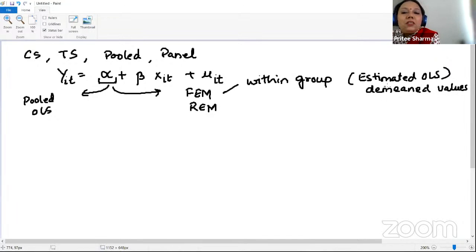So what we were seeing there was the deviation from the mean of the variable. Right? We did that.